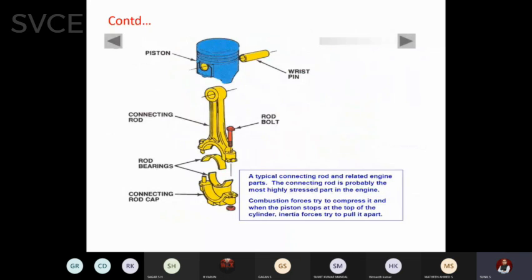Rod we had completed in the last class. Okay, so this is the actual connecting rod. We have discussed the piston, piston rings, there will be 3 rings which we have discussed. Gudgeon pin or wrist pin we have completed. And connecting rod: this connecting rod's small end is connected to the piston, the large end is connected to the crankshaft. Now we have to discuss the crankshaft.